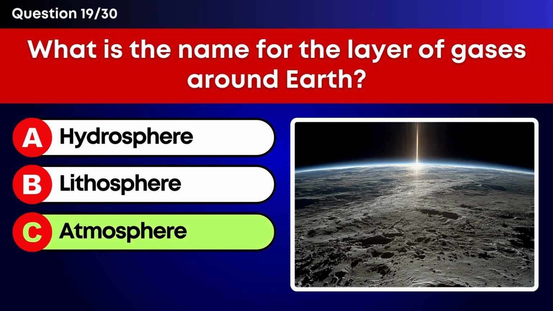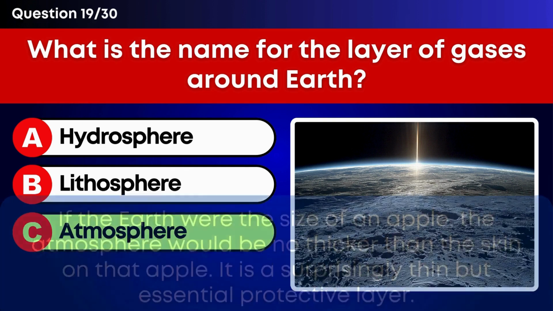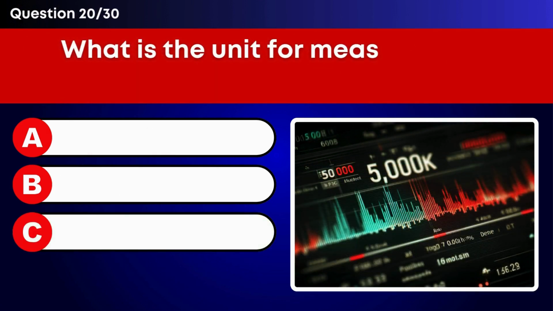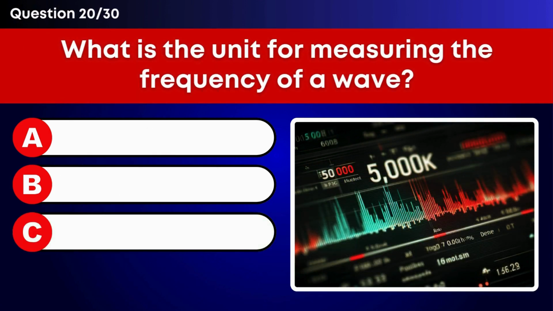The answer is atmosphere. If the Earth were the size of an apple, the atmosphere would be no thicker than the skin on that apple. It is a surprisingly thin but essential protective layer. What is the unit for measuring the frequency of a wave?